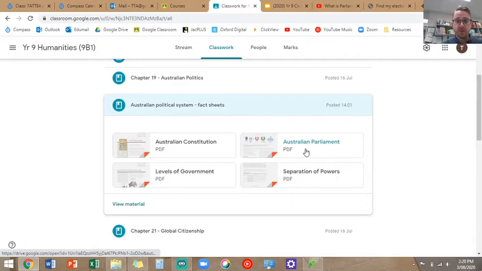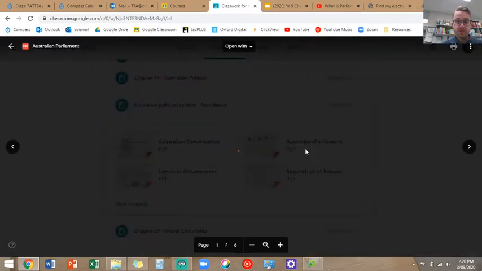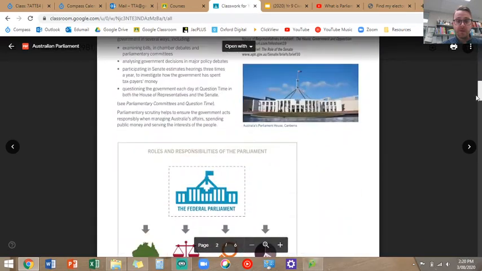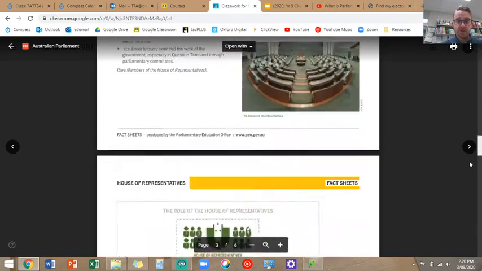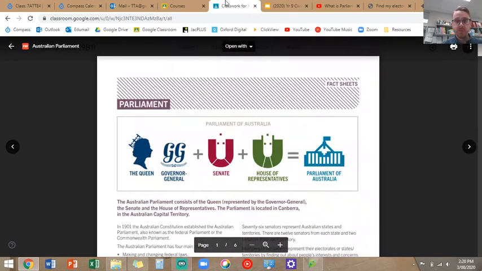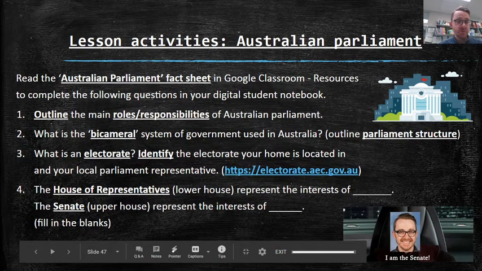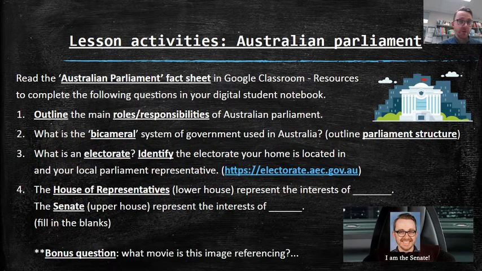If you click on that, you'll see it gives you some information about the House of Reps, about Parliament, making laws, etc. So have a read of that to answer these 4 questions. Question 1, outline the main roles and responsibilities of Australian Parliament. Question 2, what is the bicameral system of government used in Australia? So you're outlining the parliament structure there, so who makes up a bicameral system of government?